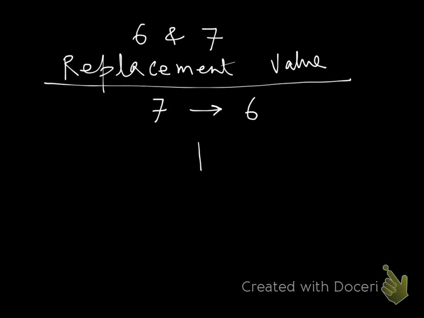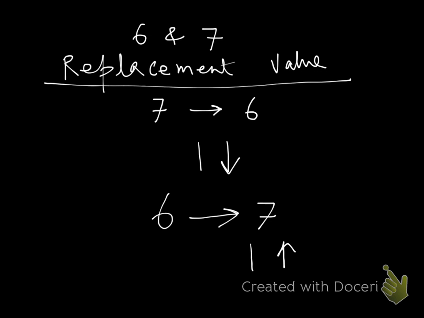if I had a coin in my pocket, the coin could be of rupee 7 or rupee 6. Let's say I had a coin of rupee 7 in my pocket and I replace it with a coin of rupee 6. I took out the 7 rupee coin and put back rupee 6 in the pocket. So the value of my pocket goes down by rupee 1 because 7 has been taken out and 6 has been put back. Similarly, if I had 6 and I replace it with 7, the value of my pocket goes up by 1. That's pretty much the concept of replacement value.